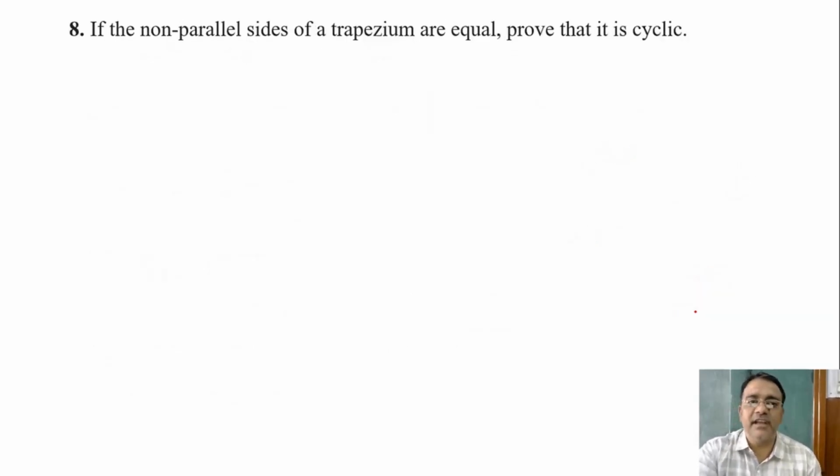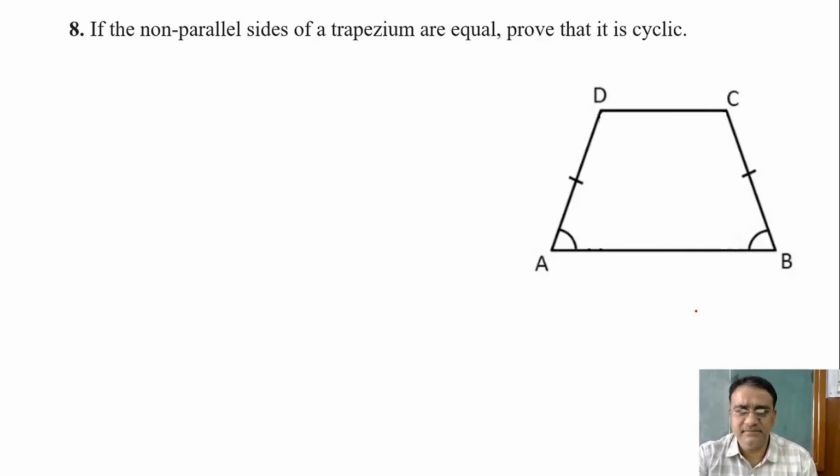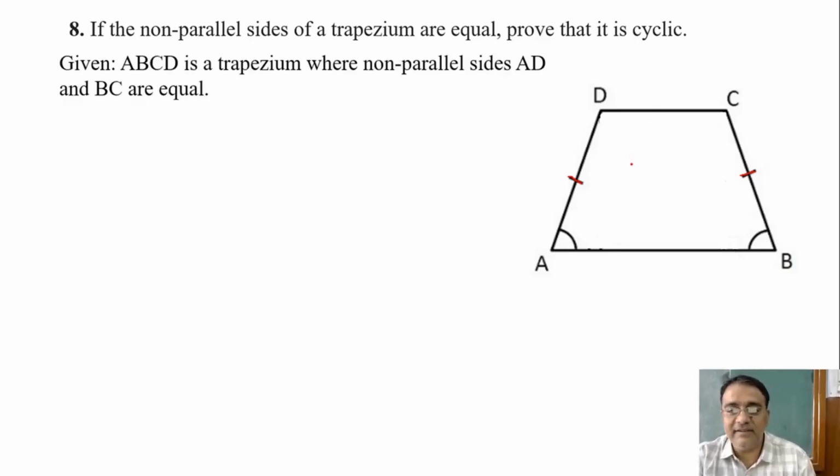Now the next question, if the non-parallel sides of a trapezium are equal, prove that it is cyclic. So for a cyclic quadrilateral, what do we have to prove? That the sum of opposite angles should be 180 degrees. Okay. So we'll start with the diagram. What is given is that AD is equal to BC, and ABCD is a trapezium, AB parallel to DC. And we have to prove that ABCD is a cyclic trapezium or cyclic quadrilateral.